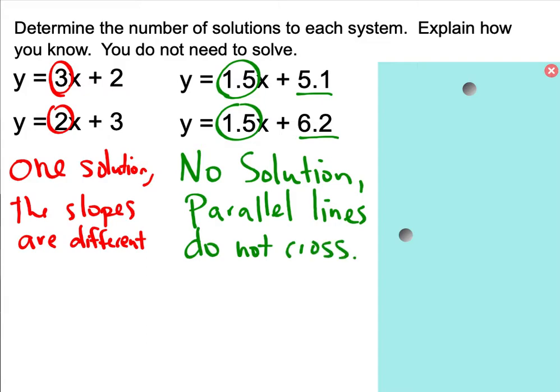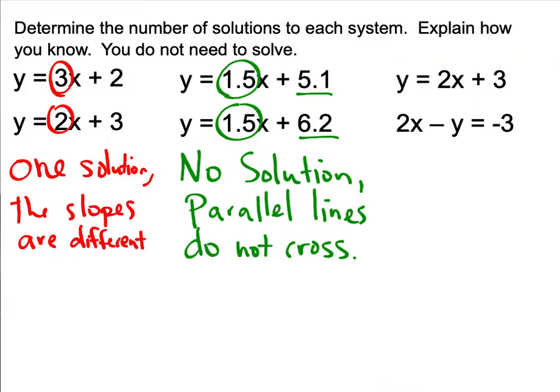See, they're parallel and not the same line. Because if they were the same line, they would cross everywhere. They would just be the same line. So this is no solution because I know the lines are parallel because their slopes are the same.